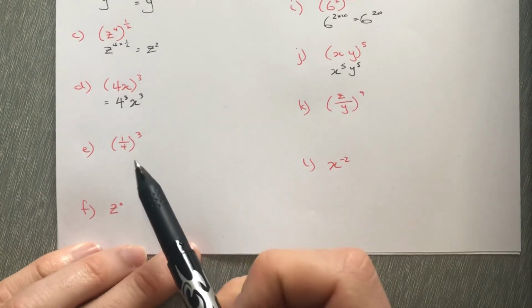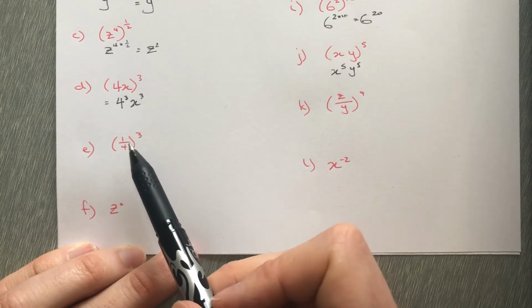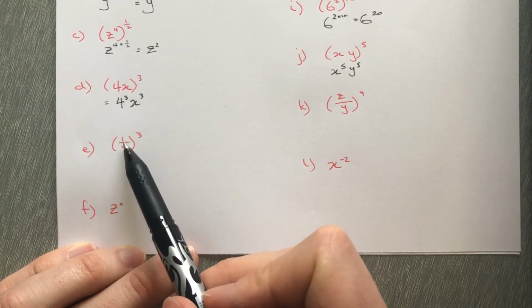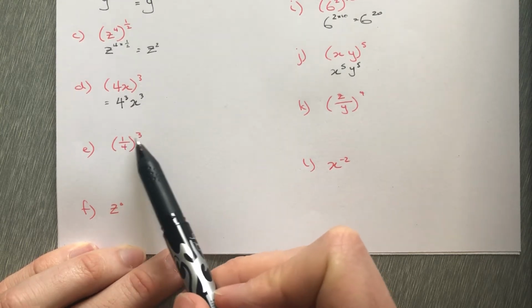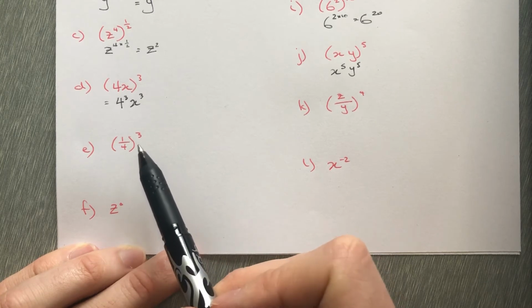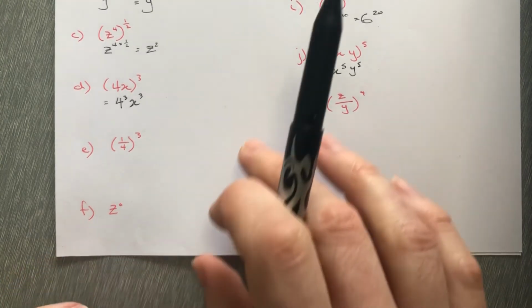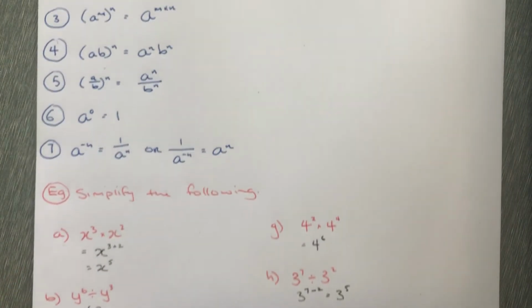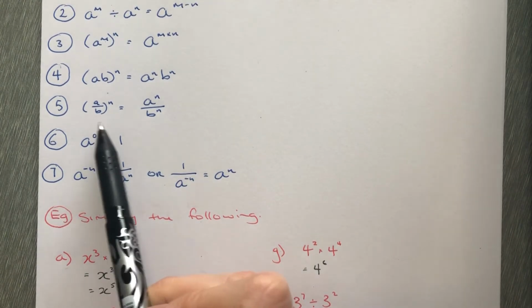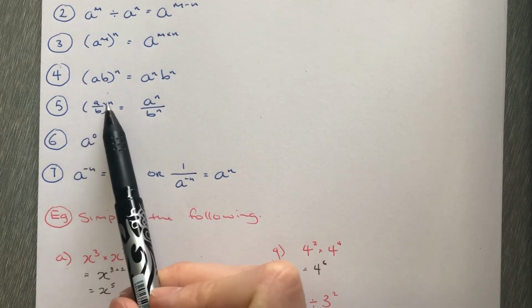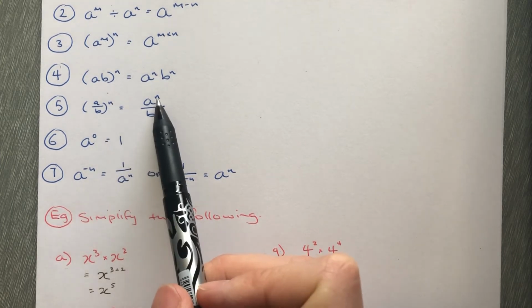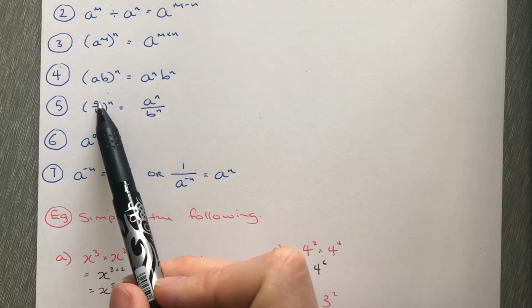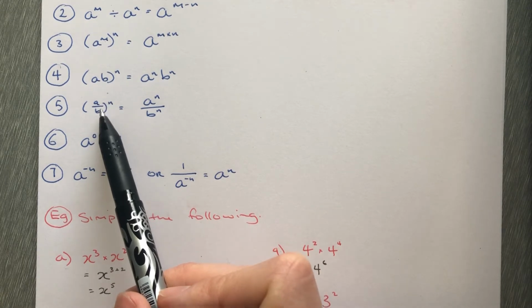Okay, the next one, e. We've got a fraction inside, so a numerator and a denominator, and we've got our power on the outside. Let's find a rule that looks similar to that. So I'm looking at this one here. We've got a fraction and then a power on the outside of the brackets. So hopefully we can see that that n is going to apply to the numerator, and it's also going to apply to the denominator as well.